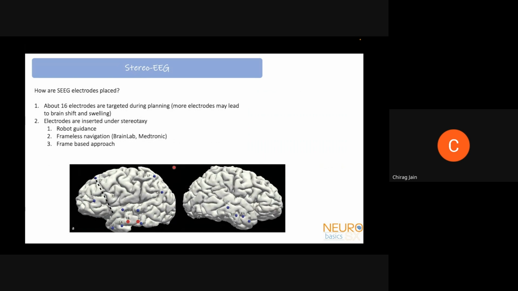Now, how are these electrodes placed? Usually about 16 electrodes can be planned at one time, because with any more electrodes it usually leads to some brain edema and brain shift. Okay, that will render your stereotaxy useless. They are inserted under stereotaxy, which can be under robot guidance, frameless navigation, or a frame-based approach. So you do your pre-op evaluation, you've got all your imaging and all your different studies ready, and then you map out the different areas where you want to put the electrodes, and using stereotaxy, just place them.